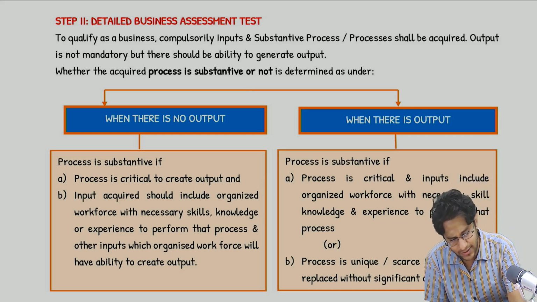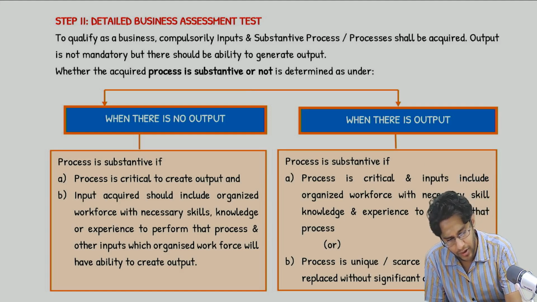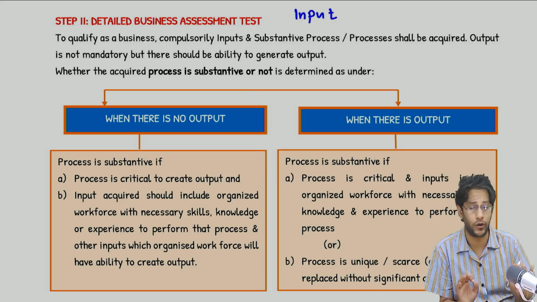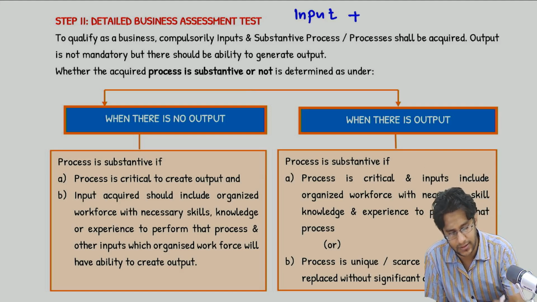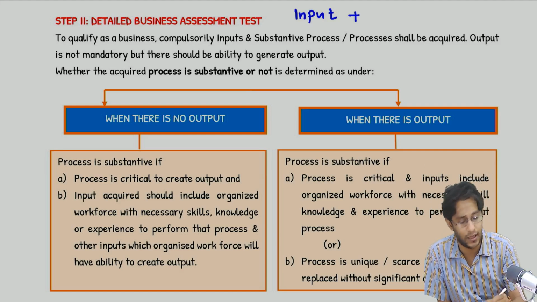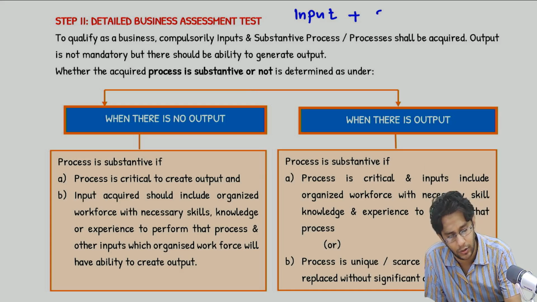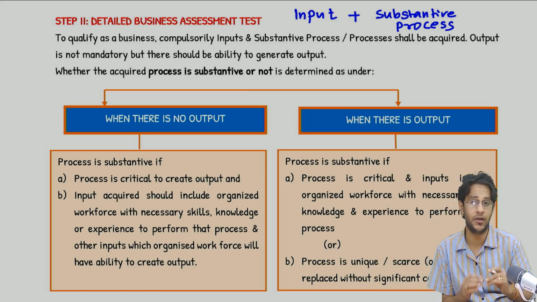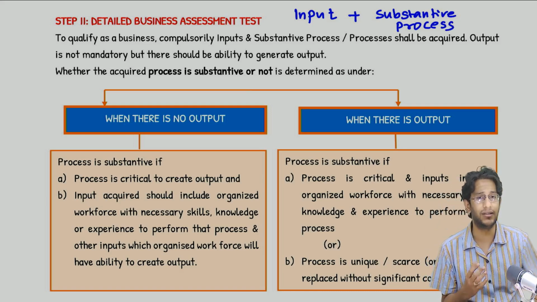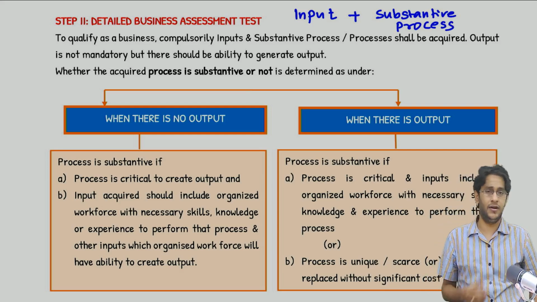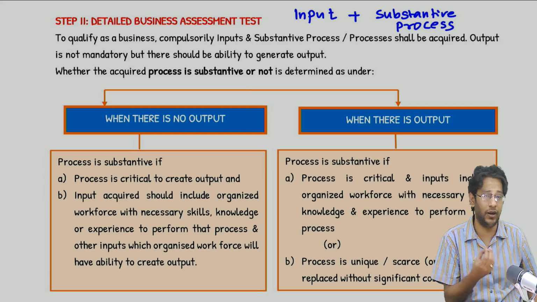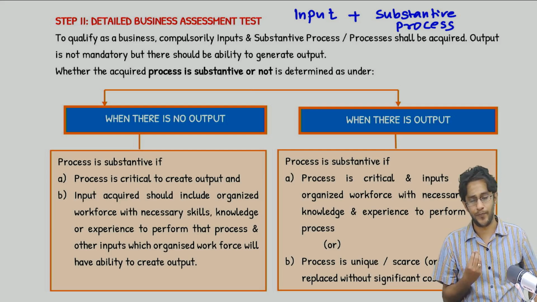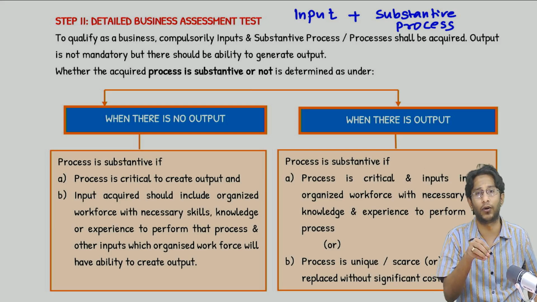Now, in a detailed business assessment test, what he's asking is, in order to qualify as a business, you should acquire input, that is sure. Plus, you should acquire processes. Of those processes, at least you should have one substantive process. So, any process is not sufficient for us. It should be a substantive process. The word substantive has different meanings like material, important, considerable, impactful, depending on the context where you are using. So, substantive process means an important process should be taken over.